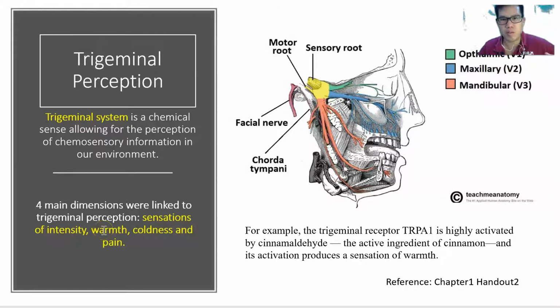It can give you warmness, like from the capsaicin, the cold, like from mint, and pain, which can also come from the capsaicin. Capsaicin is the molecule from the chili. It gives you the heat and sometimes the pain. For example, the trigeminal receptor TRPA1 is highly activated by cinnamaldehyde, one of the compounds from cinnamon. When you eat this compound, it interacts with the receptor and produces a warm sensation.